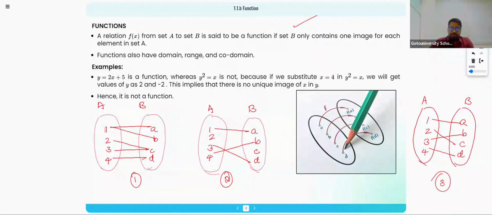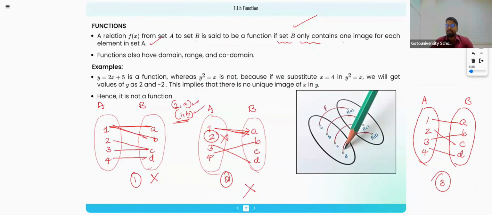See, I am telling you, the set B only contains one image for each element of A. So let us talk about this particular element 1. What is the image of 1 here? 1 comma A and 1 comma B, right? So this is a relation, but it's not a function because 1 is connected to two different elements. It clearly says every element should have only one image. Here you might see 3 has only one image, 4 has only one image, but 2 has no image. That is also not a function. So the first is not a function, the second is not a function.